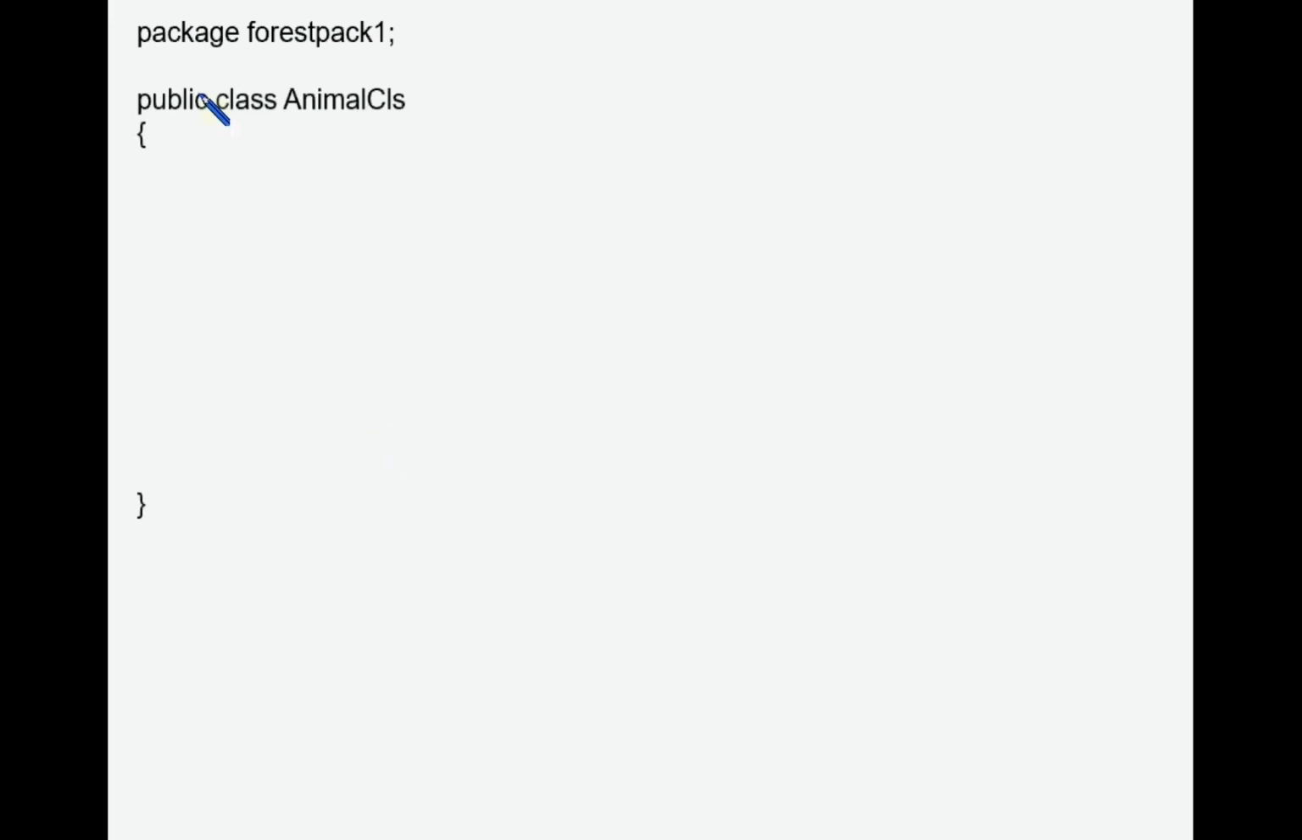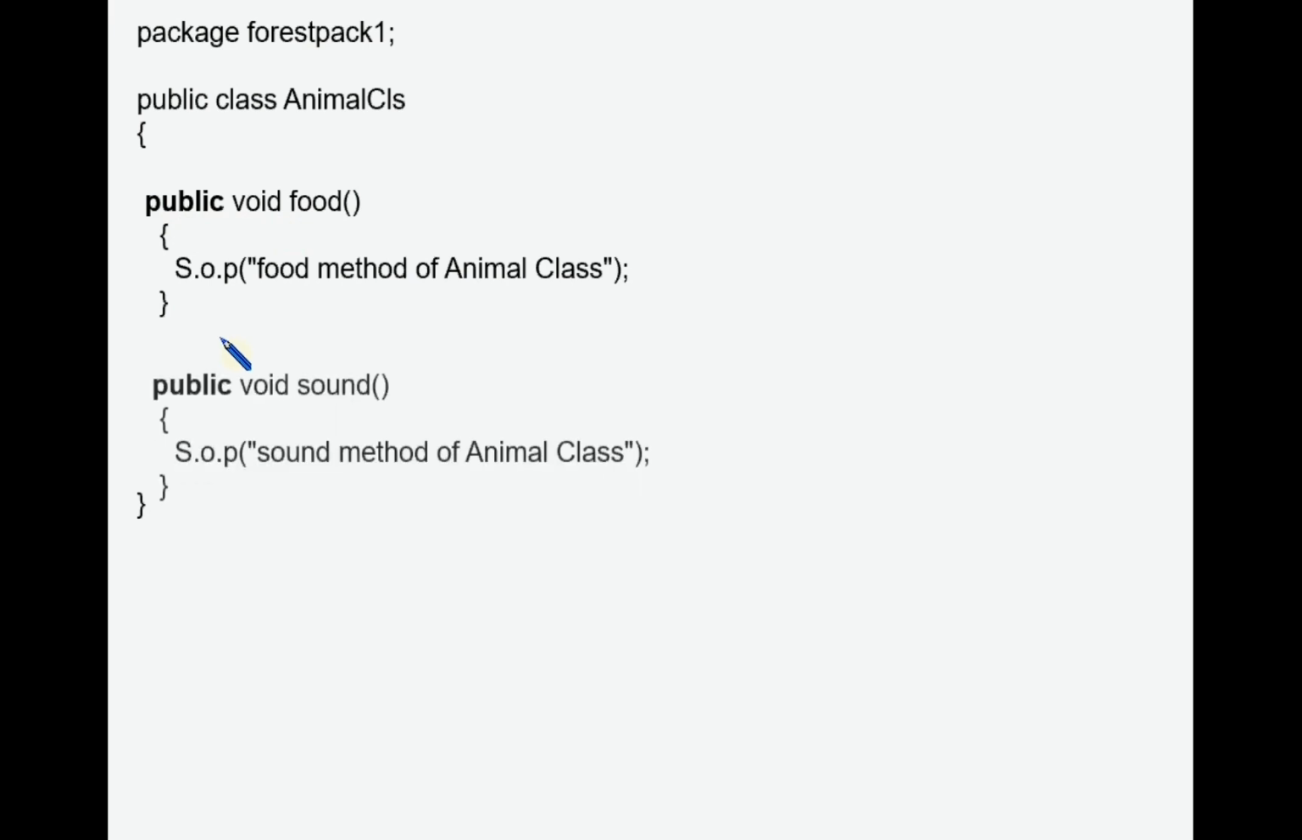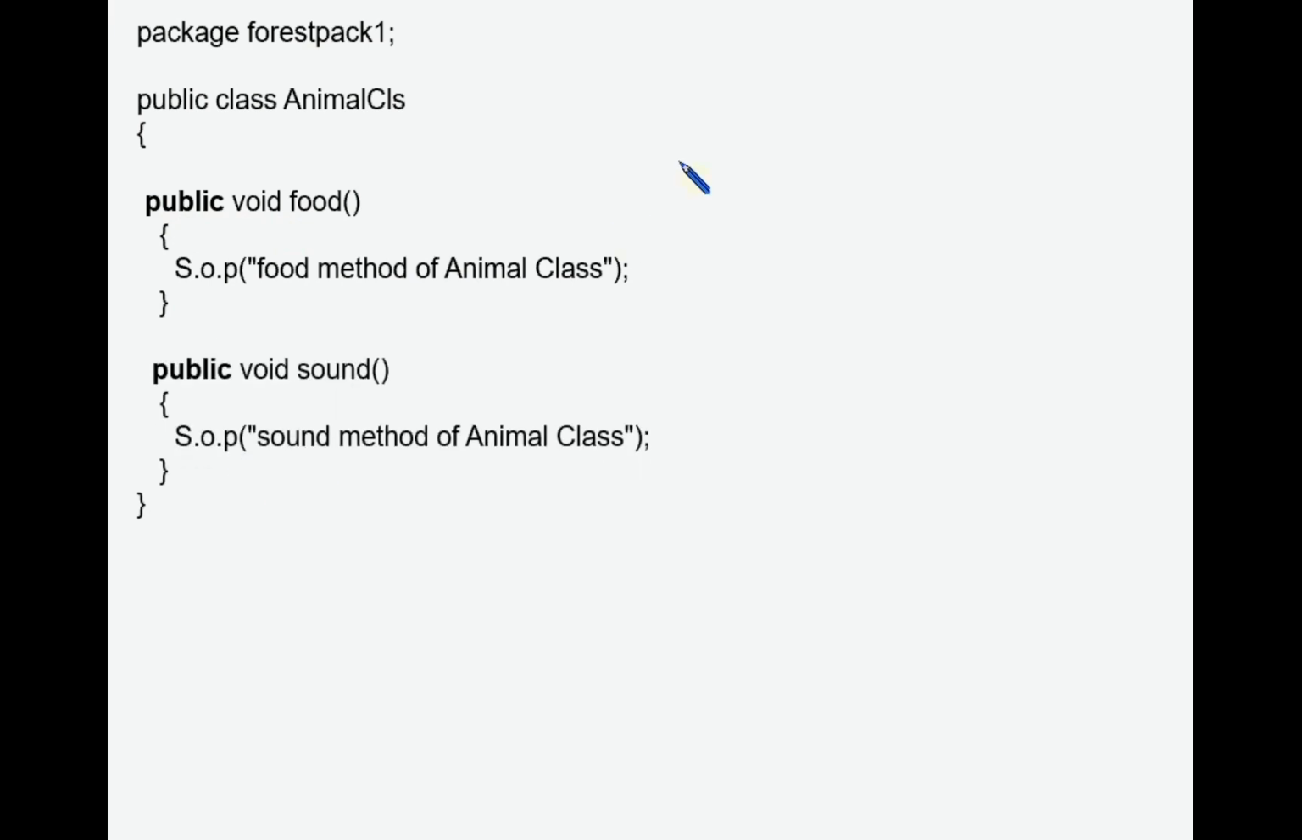The last modifier is public. Now inside this package forest pack1, we are going to create our public methods: public void food and public void sound. Next, inside this Test class, we are going to invoke food and sound. How can you invoke them? By creating an object.